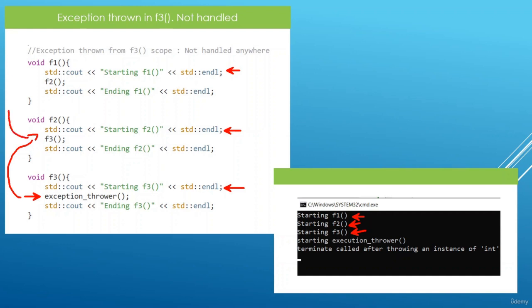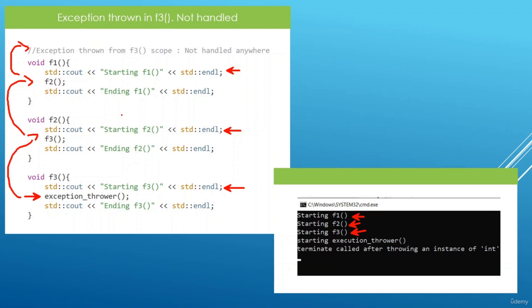So we are going to go in F1 because that's where we called F2 here. So we are going to go back in F1 because that's where we called F2 here. In F1, we're also not going to find a catch block that can handle this exception. So this is going to propagate to whoever called F1, and that's going to be our main function.